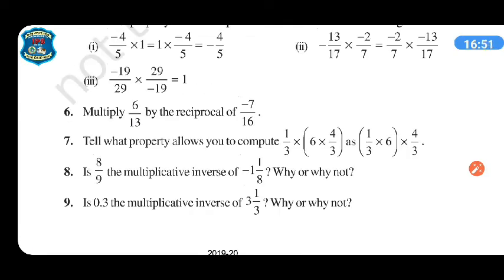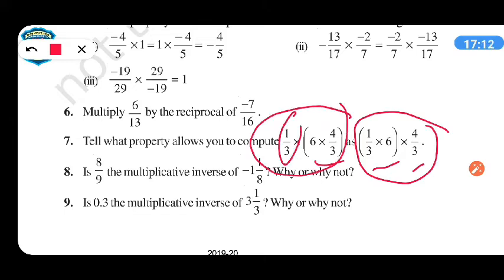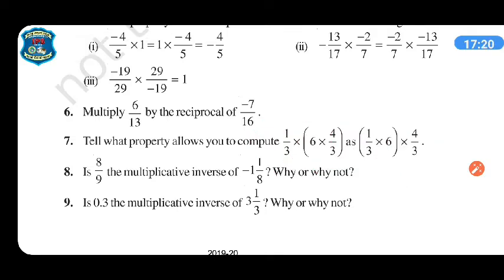Now question number 7. Tell what property allows you to compute 1 upon 3 multiply 6 into 4 upon 3 as 1 upon 3 multiply 6 into 4 upon 3. See all these values carefully. This is 1 upon 3, then 6, then 4 upon 3, right? Then we can say which property is applied here. Understood? Look in the copy.